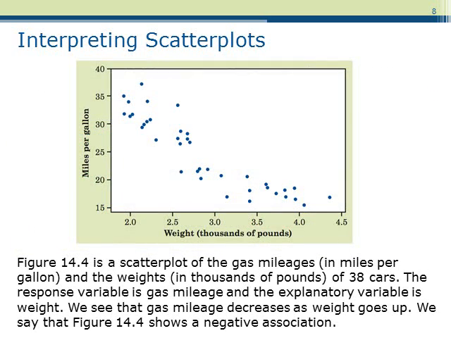For example, figure 14.4 is a scatter plot of the gas mileages and the weights of 38 cars. The response variable is gas mileage, and the explanatory variable is weight. We see that gas mileage decreases as weight goes up. So in this case, we would say that figure 14.4 shows a negative association.